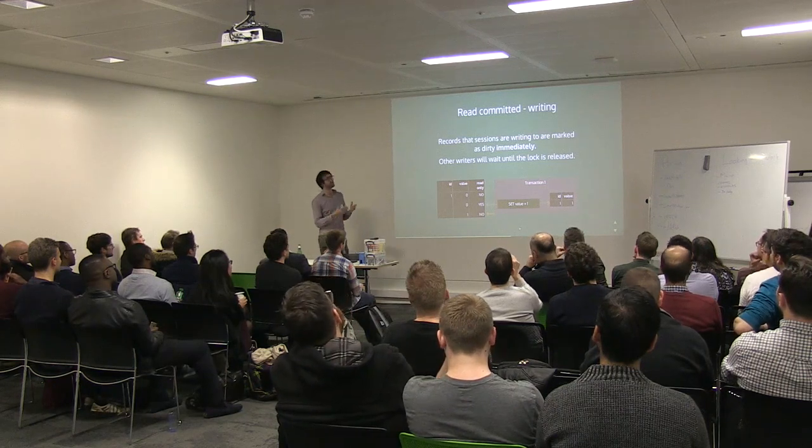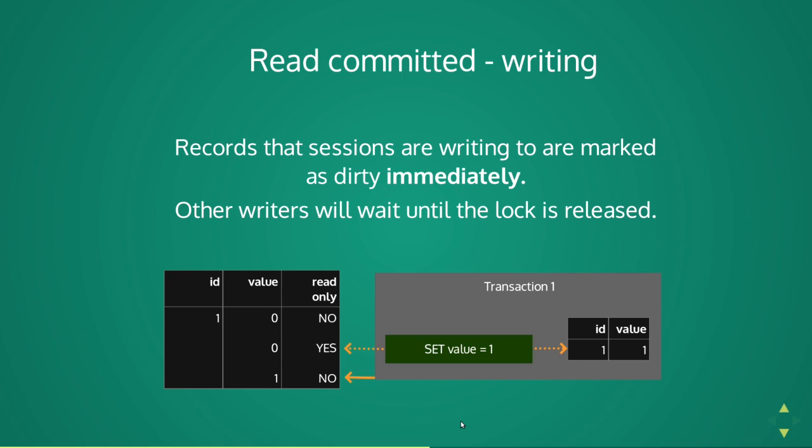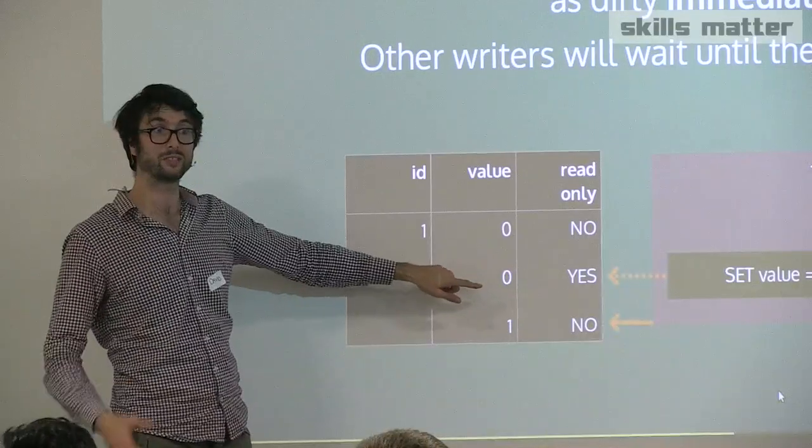So the way read committed works with writing is records that sessions are writing to are marked as dirty immediately, and then other writers will wait until the lock is released. So what this means is you can think of it like there's an extra column for each record, and that's like a read-only kind of flag on it. And when a transaction sets a value, although it doesn't set the value to anything, it doesn't change the value.